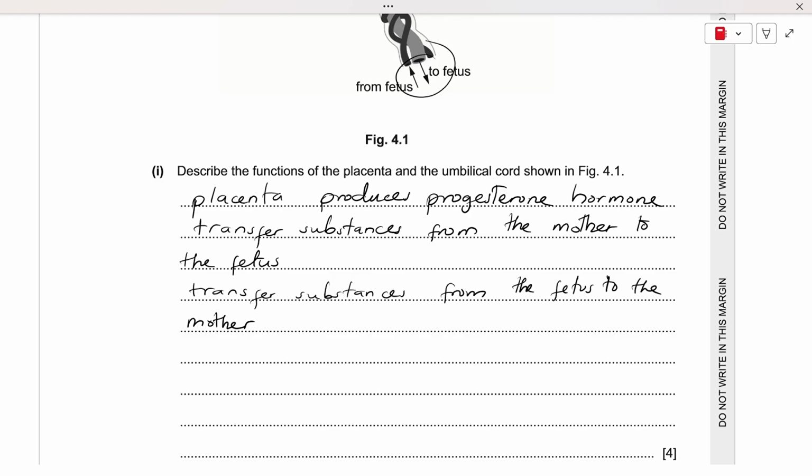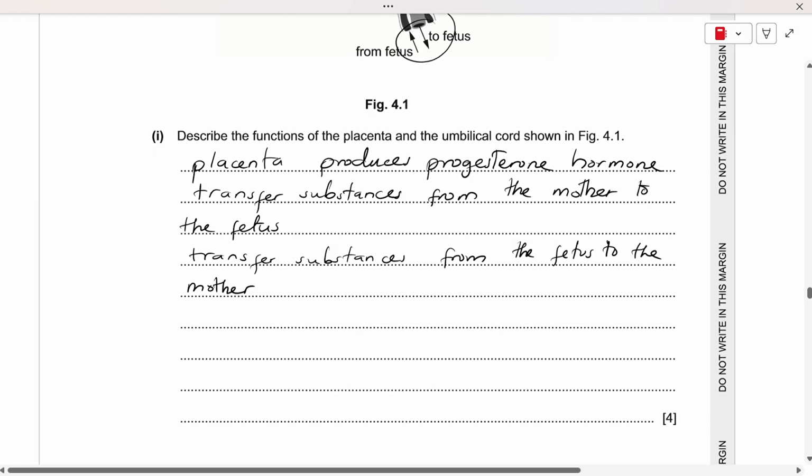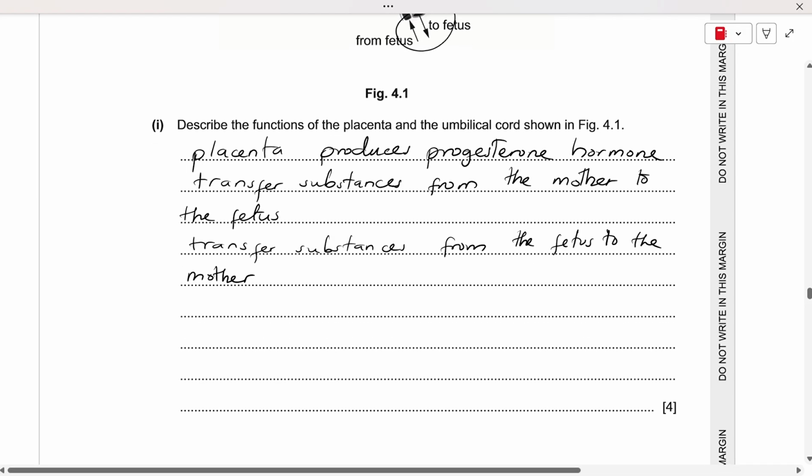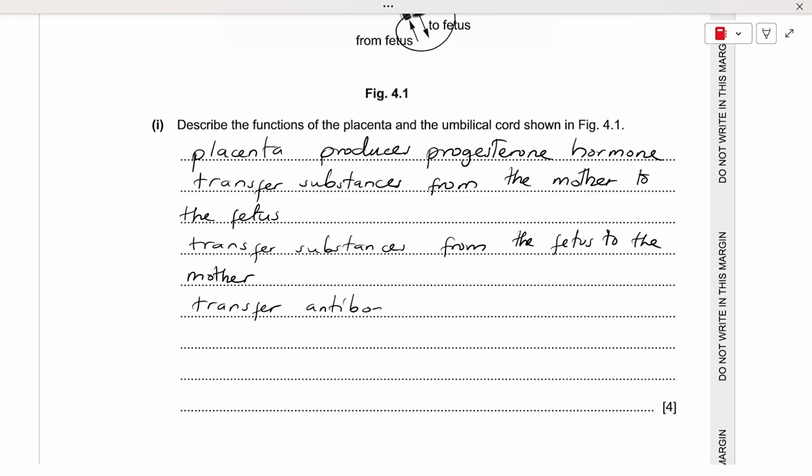All right, and in other words, they are protecting the child throughout the pregnancy period. So we can say here, transfer antibodies or pass immunity to the child, to the fetus. Antibodies to the fetus, so they are passing immunity to the fetus.